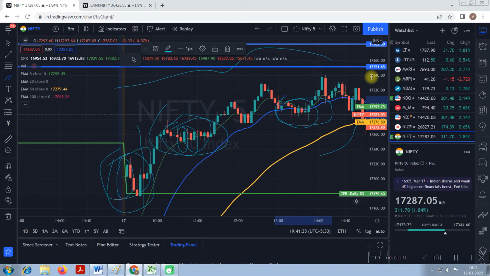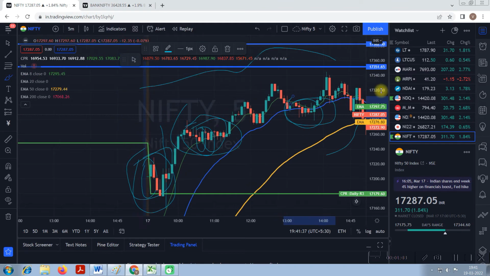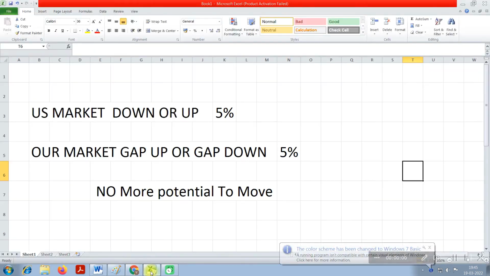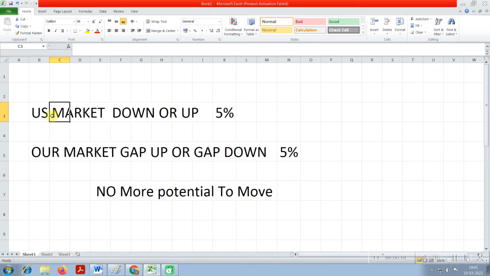Clearly remind the point, there is more potential to move, then you can apply this strategy. It will not work in all conditions. The next strategy I am going to explain is called gap up or gap down rejection.